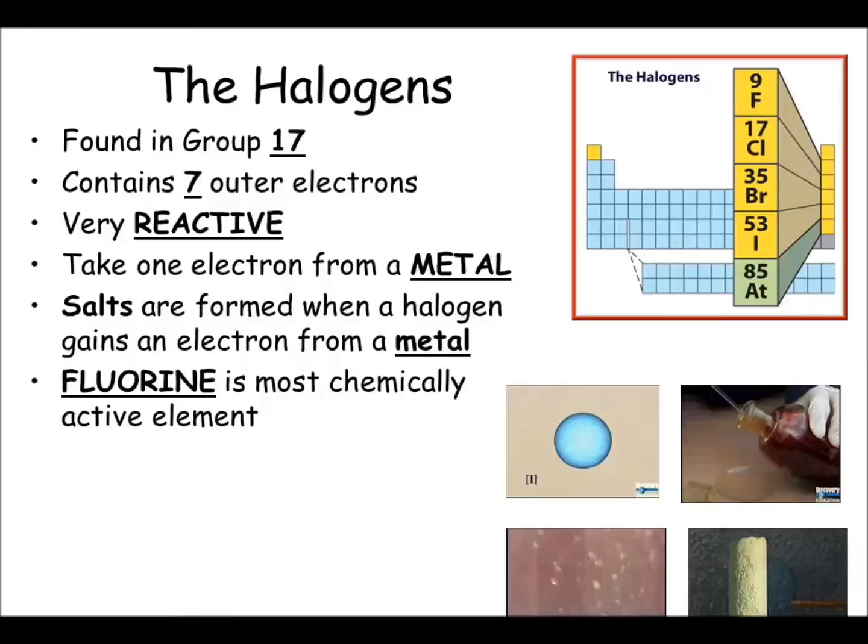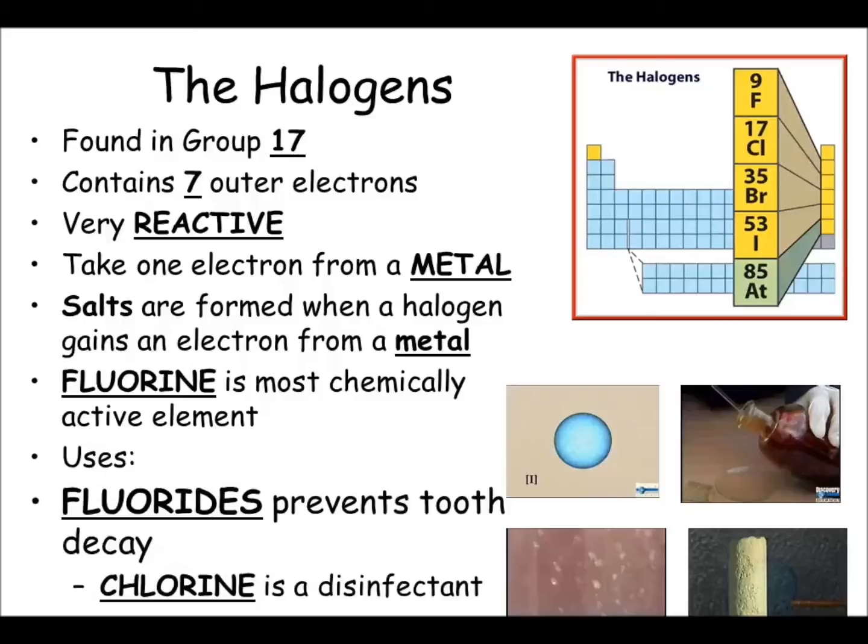Fluorine is the most chemically active element on the periodic table. That is something you should know, and it is a halogen. You've heard of fluoride before. When you go to the dentist, you are given a fluoride treatment. A lot of toothpaste have fluorides in them. And chlorine, you've heard of chlorine bleach, and a lot of pools that you go swimming in use chlorine, and it's a disinfectant.